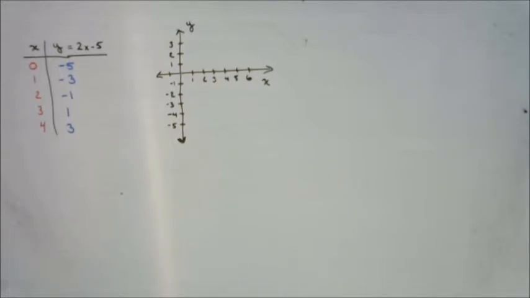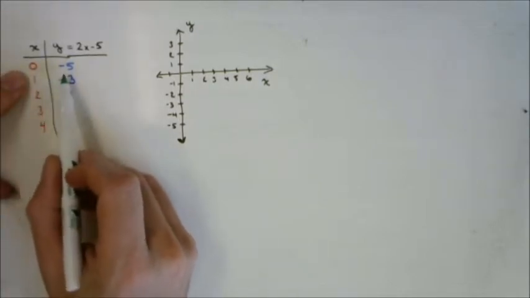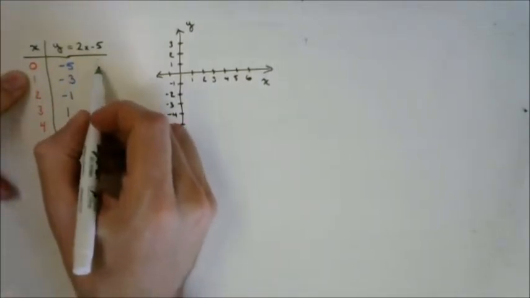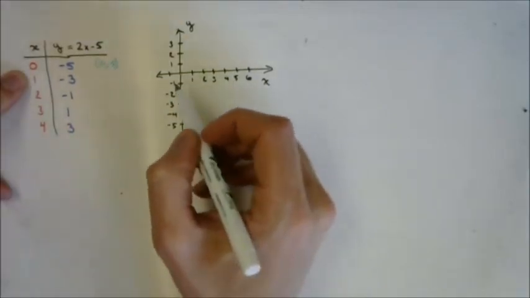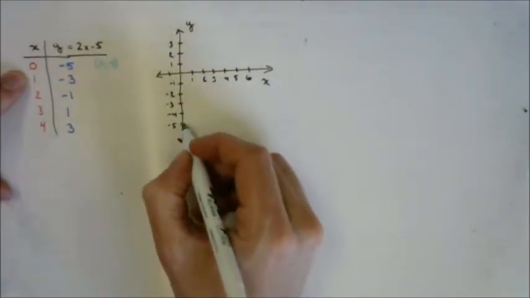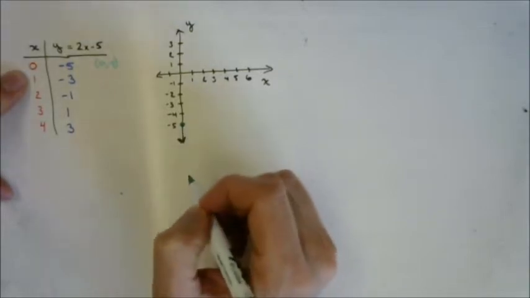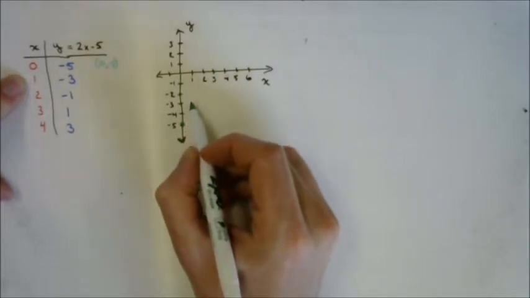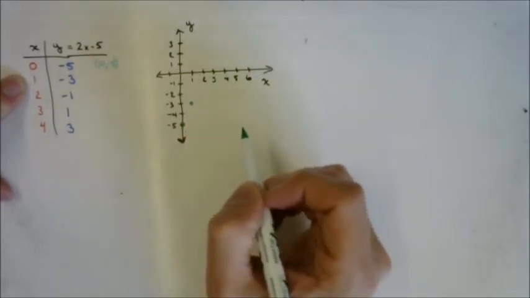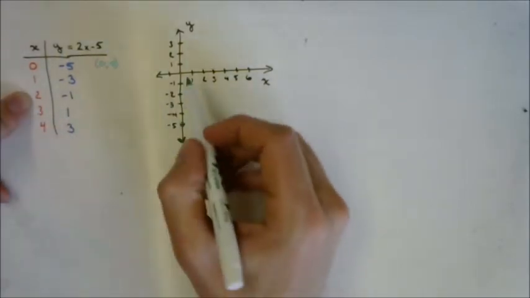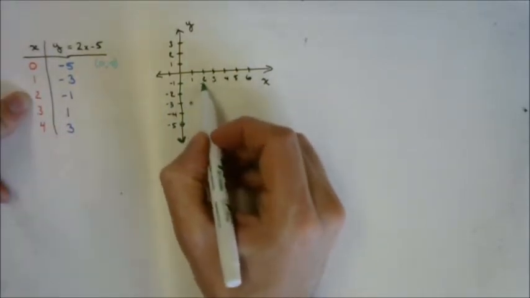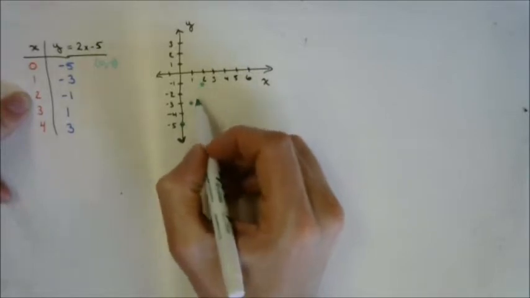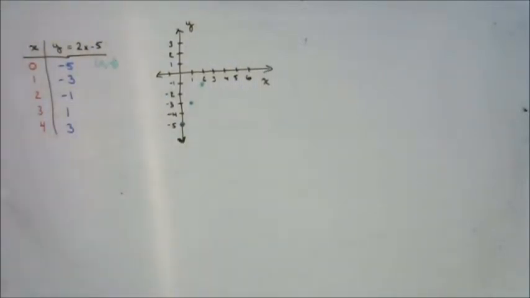Now we can plot our points. We know that when x is 0, y is negative 5. So that point is 0, negative 5, right down here. Then 1, negative 3: x is 1, y is negative 3. And 2, negative 1: x is 2, y is negative 1. Go ahead and add your last 2 points, and draw a line through those points.